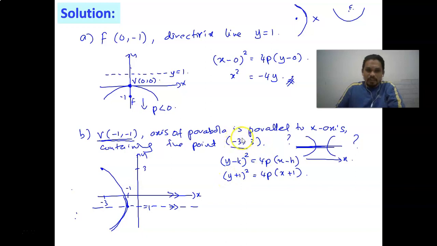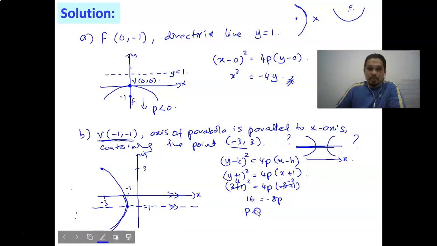One of the coordinates is the value that we are going to substitute into this equation: y equal to 3, x equal to negative 3. So (3 plus 1) squared equals 4p times (negative 3 plus 1). 3 plus 1 equals 4, and 4 squared equals 16. Negative 3 plus 1 equals negative 2, and 4 times negative 2 equals negative 8p. Then p equals 16 divided by negative 8, which is negative 2.